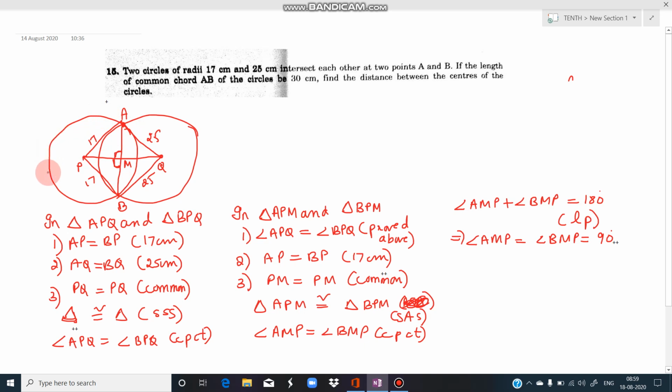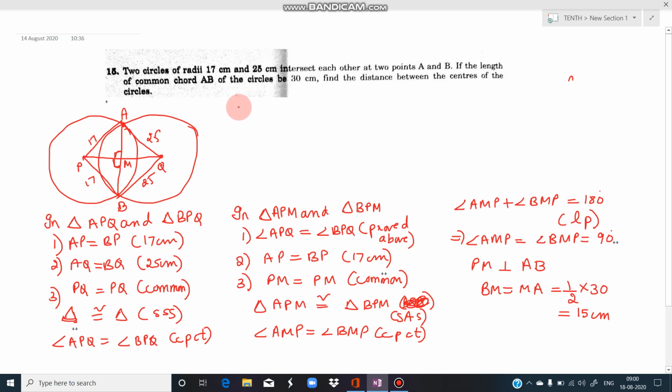If you see this circle, P is the center and AB is the chord. In this circle, P is the center, AB is the chord and PM is perpendicular to AB. If these two angles are 90 degree, it means that PM is perpendicular to AB, and we know that a perpendicular from the center bisects the chord. So therefore this BM is equal to MA, it will be half of 30. What is the length of AB? 30 centimeter. So therefore this BM and AM will be half of 30, that is 15.